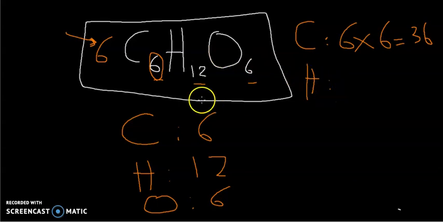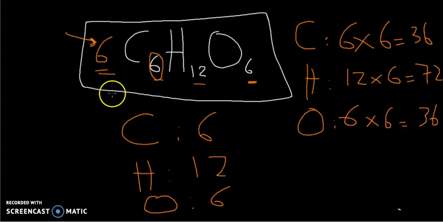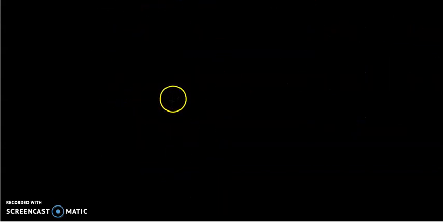For hydrogen, 12 multiplied by the coefficient, which is 6, you will get 72 hydrogen atoms in 6 molecules of glucose. Now for oxygen, you have 6 multiplied by the coefficient, which is 6, you get 36 atoms of oxygen. Now, why did we do this here? Because we're going to use these in the chemical reactions in order to balance out the equation. So let's take an example.